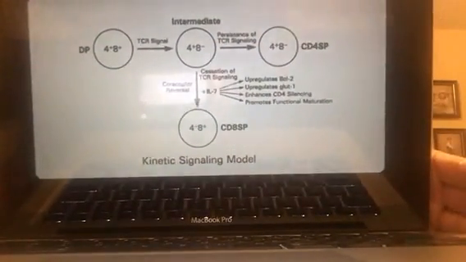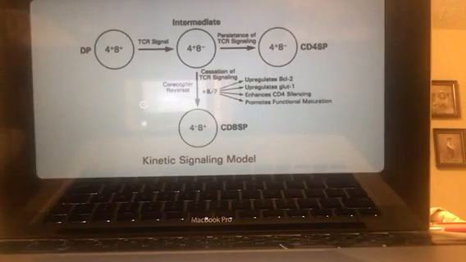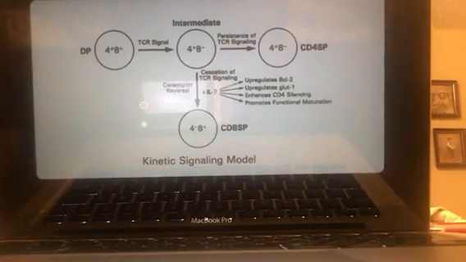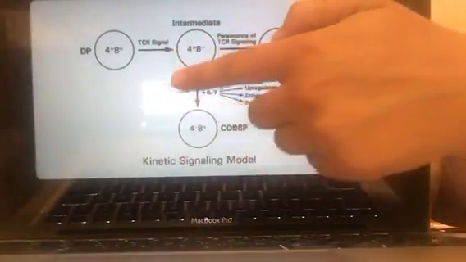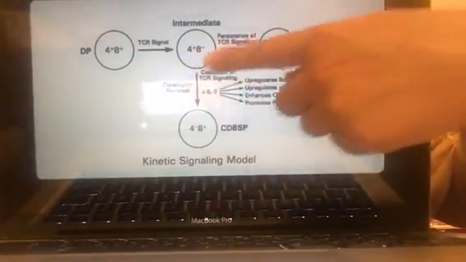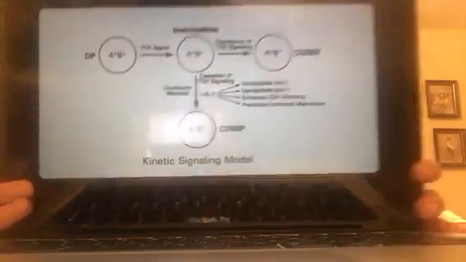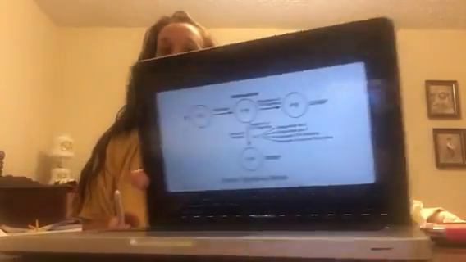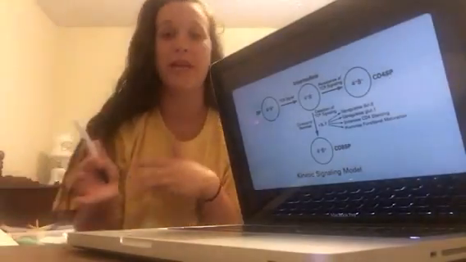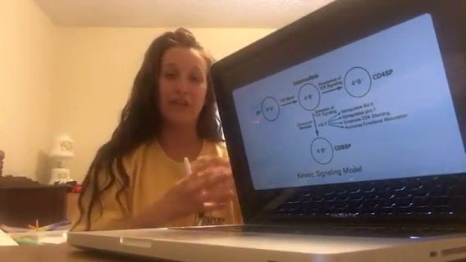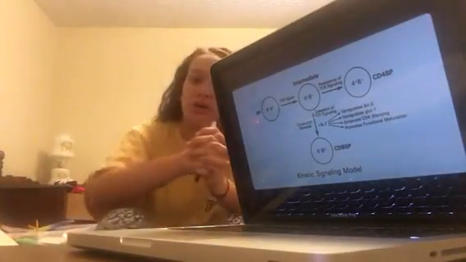It's our most current model, and it says that thymocytes commit to the CD8 lineage if the TCR signal is interrupted, which makes a little more sense to me than the other one. So here's our TCR, and then it's interrupted, so then it's going to commit to that CD8. This kinetic model took learnings from our first two models and put them together with what they currently understood at that time, so it makes more sense.